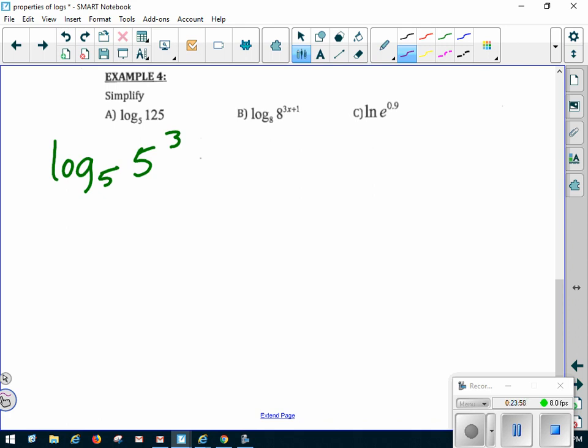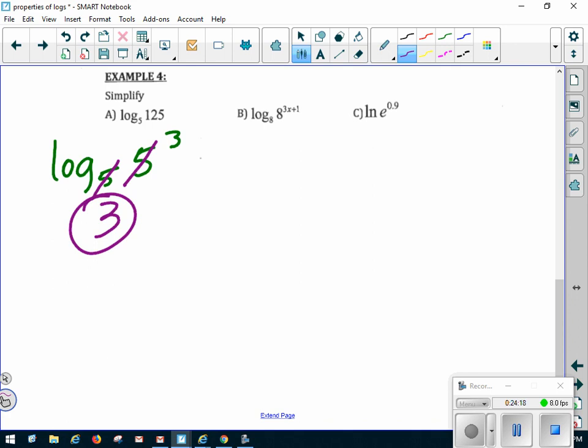When you have a log and an exponential in the same expression, if the bases are the same, then what happens? It's just that. Now, would I have chosen to do that problem this way? Heck no, I just said 5 to the 3rd is 125. I wanted you to see that, though, so we can do this one.